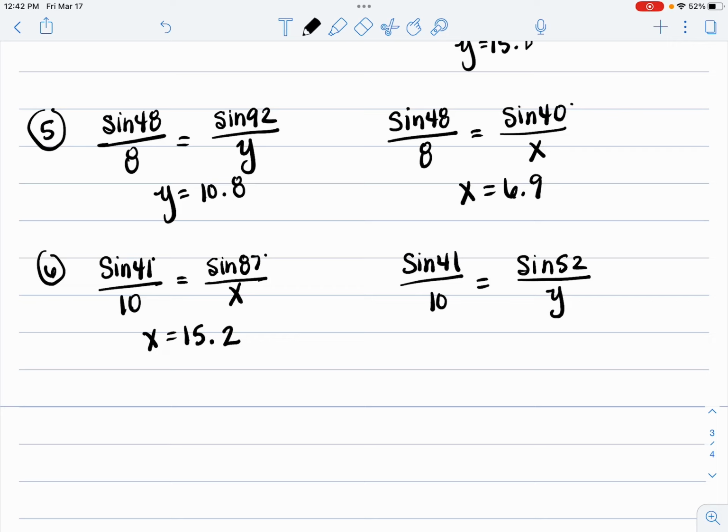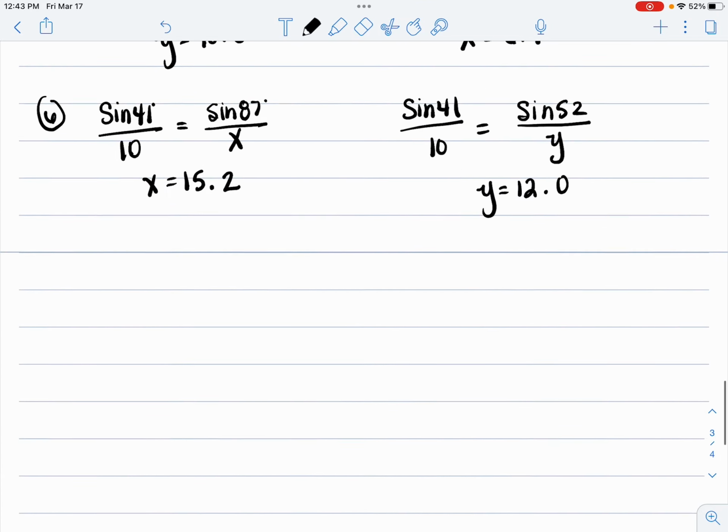And guess what? 10 times the sine of 52, going to divide that answer by the sine of 41, and you get 12. It is 12.0, so if you want to write 12.0, that would be cool. And if you don't want to write 12.0 and just 12, that's cool too. So that's number 6.